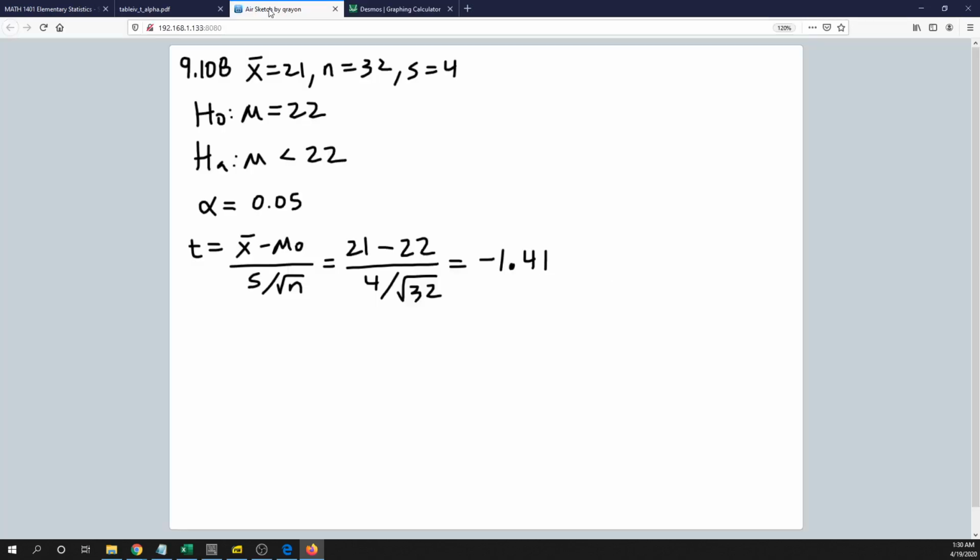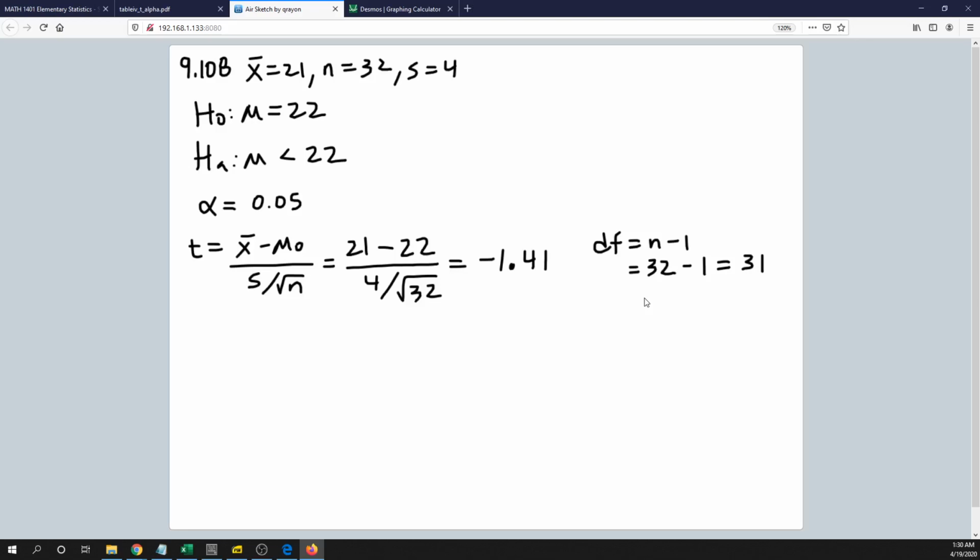When we're using table 4 to look up these p-values, we will also need to calculate the degrees of freedom. Remember, that is the sample size minus 1. So the sample size in this problem is 32, so the degrees of freedom is 31. All right, so you'll need to know that.